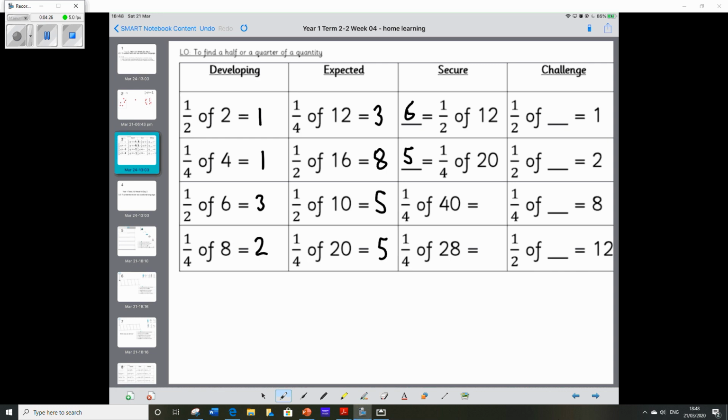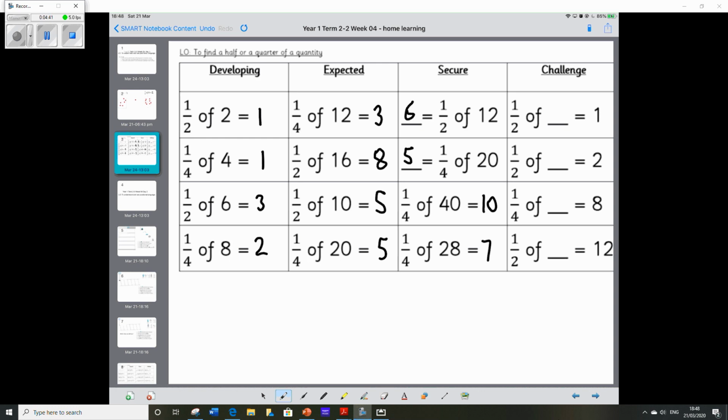So you'd have 10 cubes in each side. So your answer is 10. And your next one is a quarter of 28. Now, I'm sorry, but there's probably no quick way of doing that. So we'd end up with it being 7.